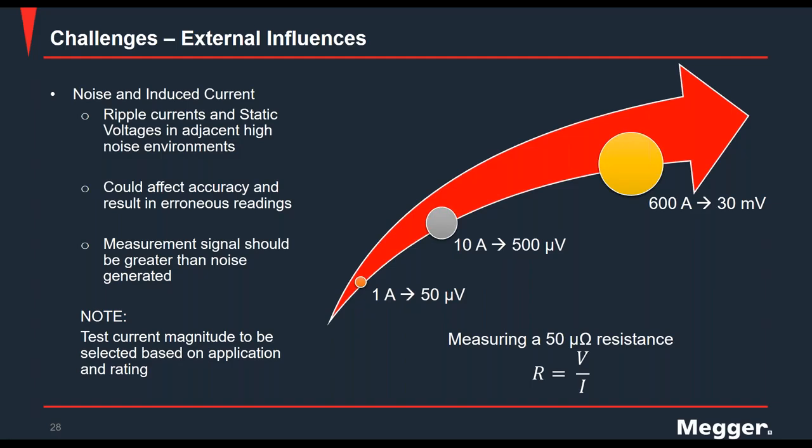Of course, if you increase the test current to something as high as 600 amps, the voltage measurement is much higher, about 30 millivolts. But you have to keep in mind that the test current magnitude has to be selected based on the application and the rating of that device. Devices will be suited for 10 amps or 600 amps or 100 amps. But once the rating of that device is understood, for low resistance testing, the maximum current range that is supported by that device should be selected.